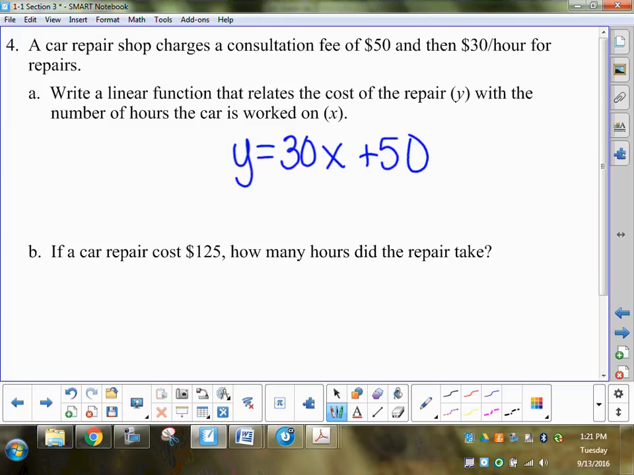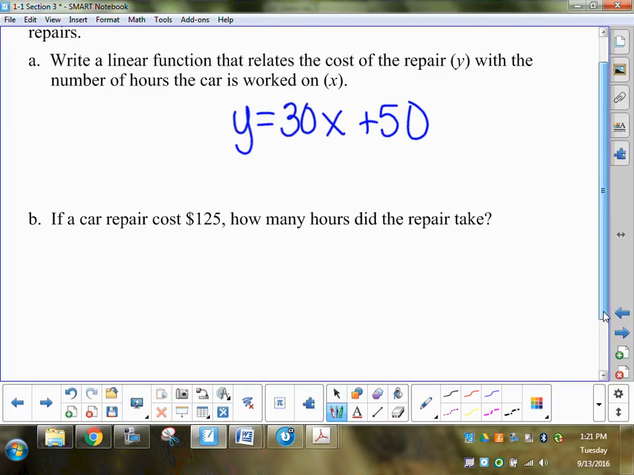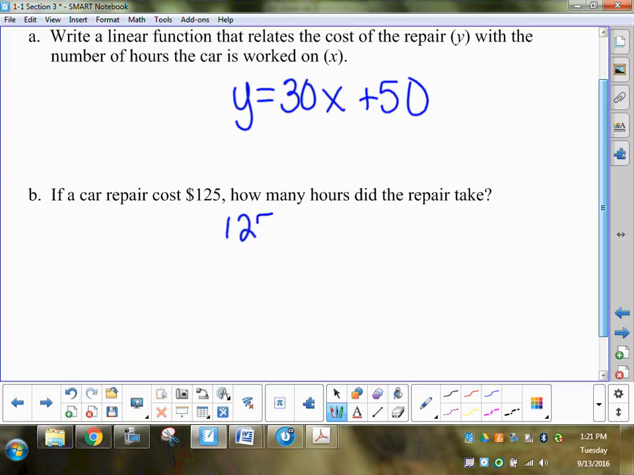So Alex V, what would you do to answer the second part of this? I plugged in 125 for Y. There you go. And did you solve it out? I did. And what did you get? It came out to me in 2.5 hours. I rounded it to 3.